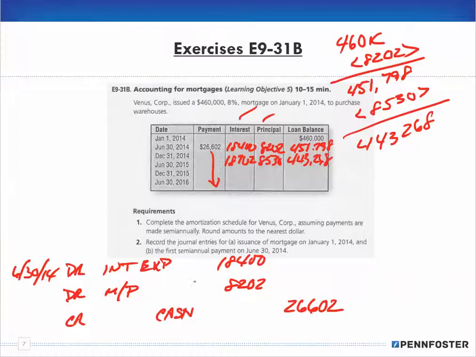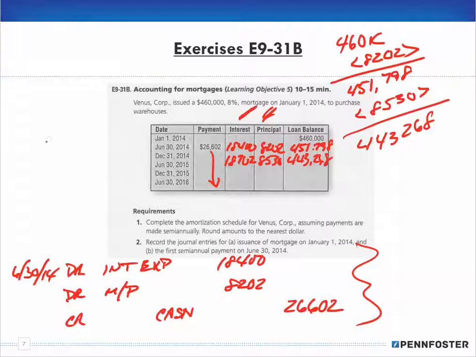Now, just realize that going forward, this is the entry that you're going to make every 6 months, but every 6 months you're going to have to calculate your new principal and interest amount for that payment. And when you book it, that's the way your journal entry is going to book.